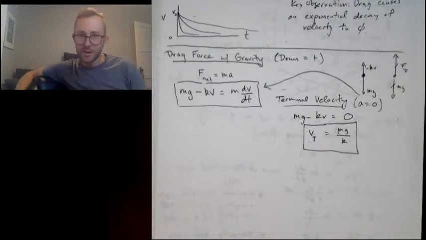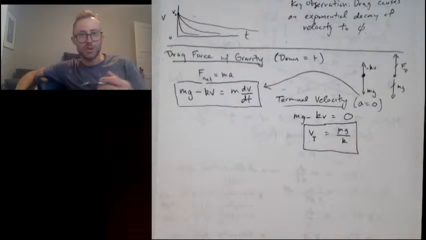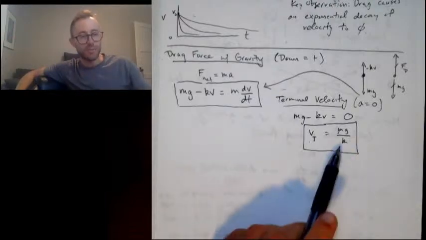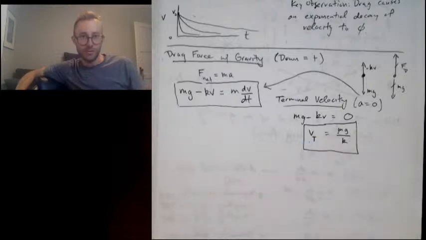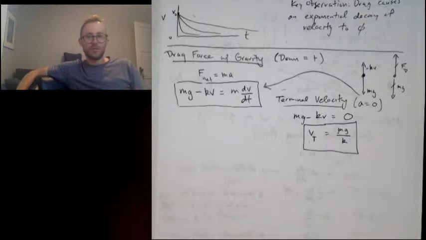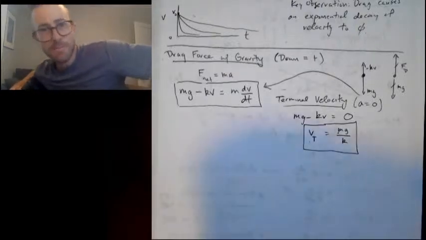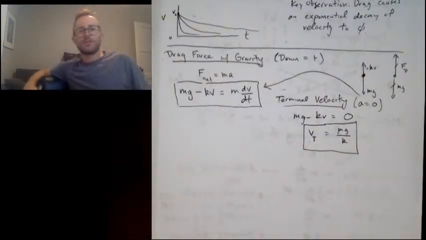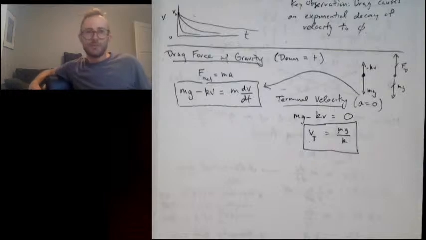The bigger the k constant is, the less aerodynamic the object is, or the thicker the atmosphere is. So the bigger the k constant is, the smaller the terminal velocity is. If you're less aerodynamic, you're not going to fall as quickly. Okay? So this equation makes perfect sense to me. All right. So now we've got to solve this differential equation.